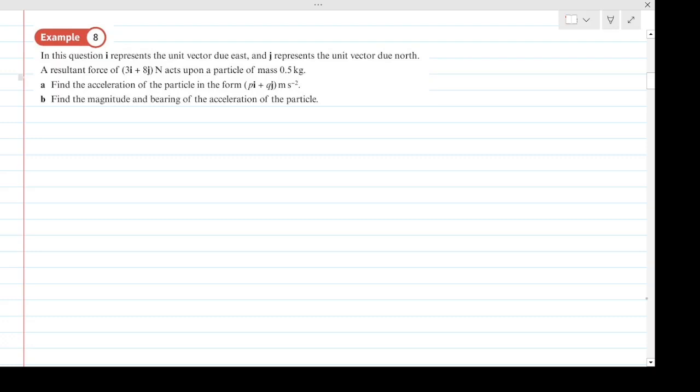So we're told a resultant force of 3i and 8j acts upon a particle of mass 0.5. Find the acceleration of the particle in the form pi and qj, so in i and j form. So again, we looked at i and j form earlier on in the chapter. If you haven't already seen it in the A level, you should be familiar with this i and j stuff. So the resultant force F is 3i and 8j, so 3 and 8. We can use columns. We also know the mass is 0.5.